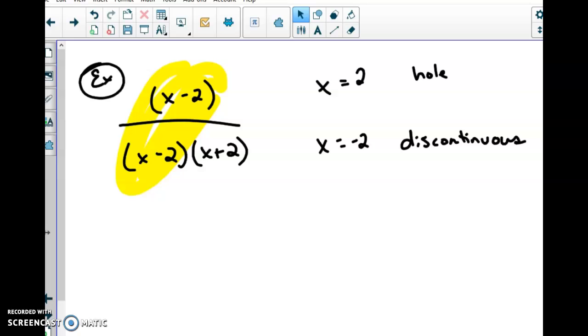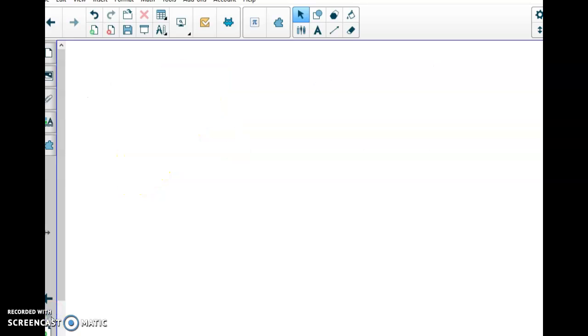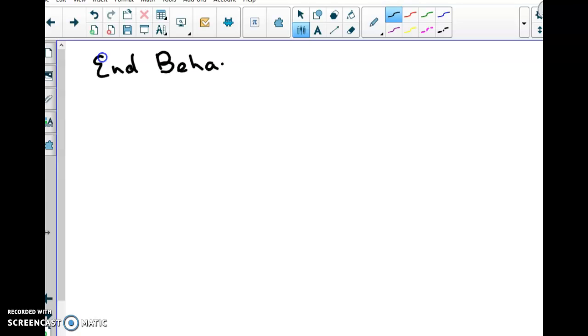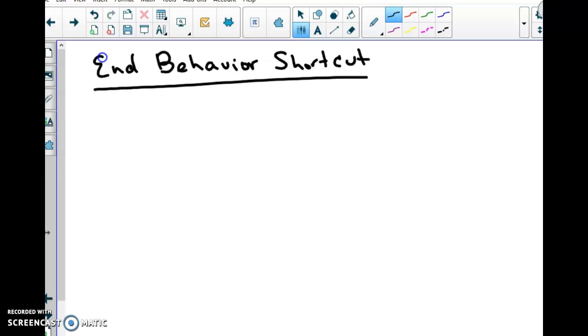For right now, everything will be easily factorable on the denominator, so you can find your vertical asymptotes algebraically pretty quickly. The next thing I want to talk to you guys about is the horizontal, or the end behavior. So this is the end behavior shortcut. This works with rational functions, okay? This does not work with any other type of function, just rational functions.